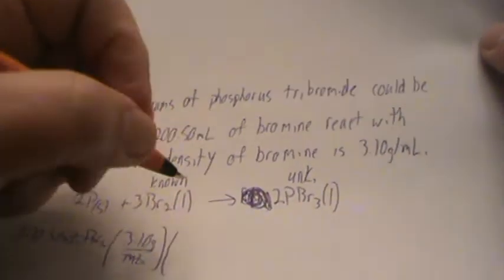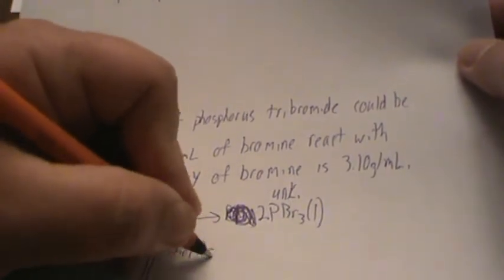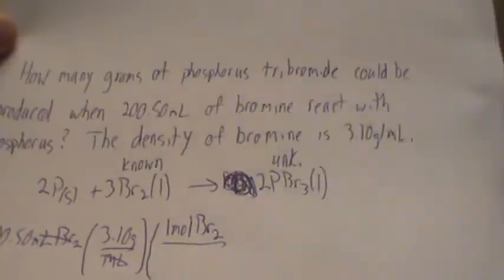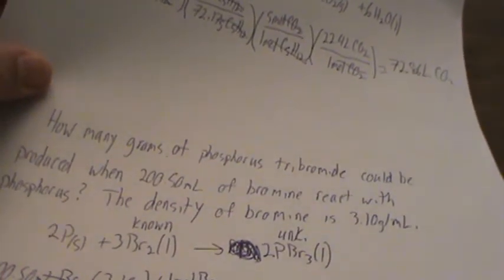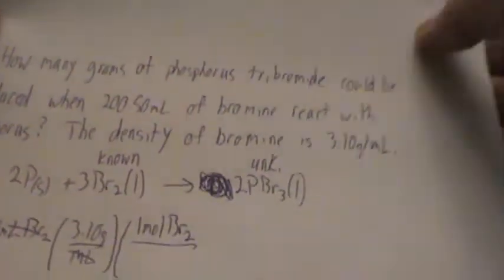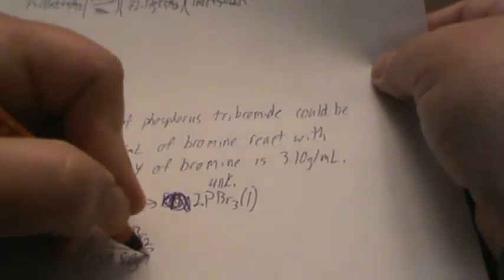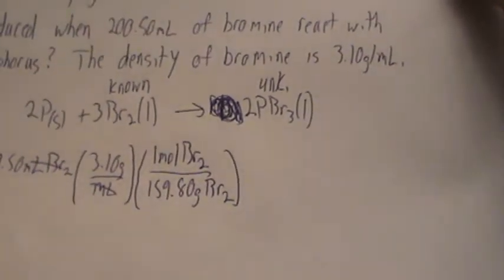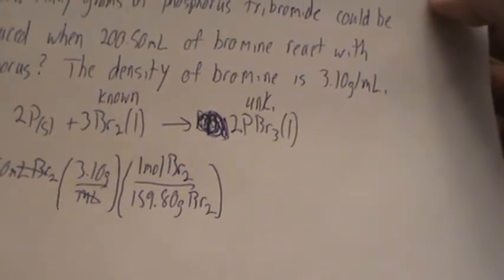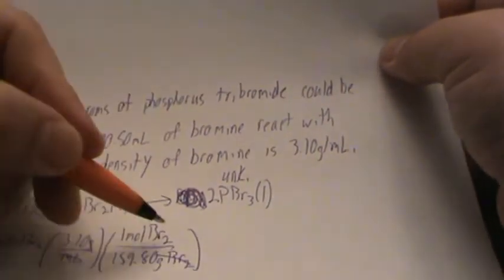Now the next step is we're going to go 2 moles of known. So 1 mole of bromine. 79.90 times 2. Come up with 159.80 grams of bromine. So grams gets canceled out.